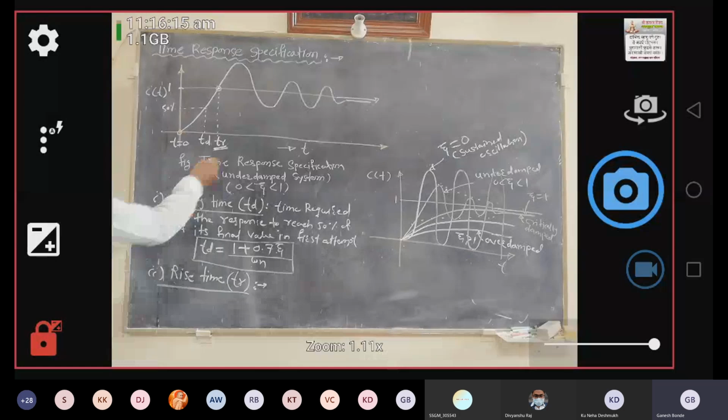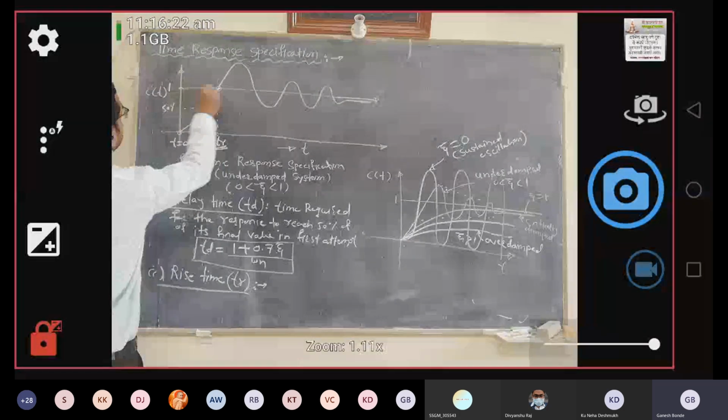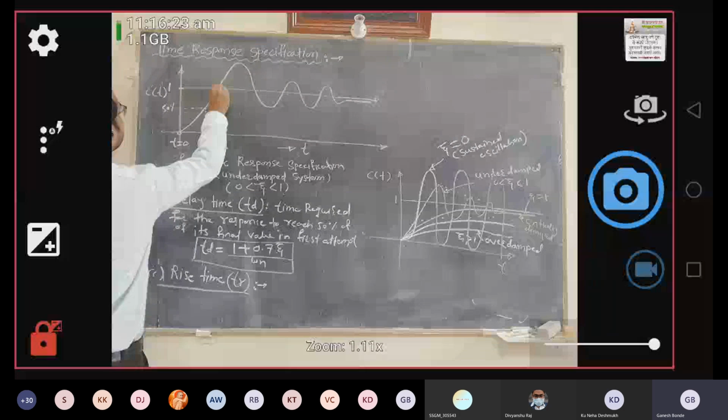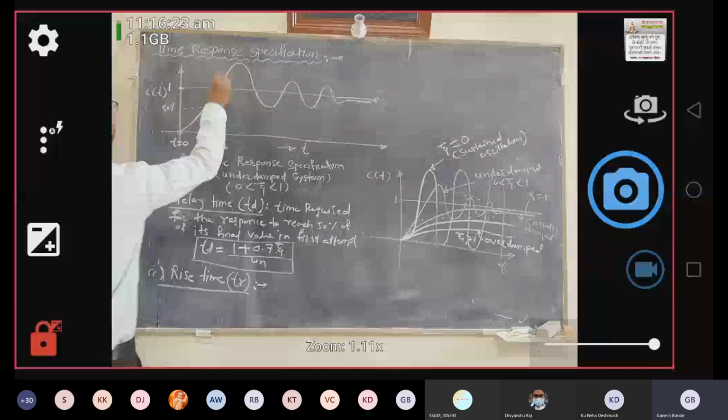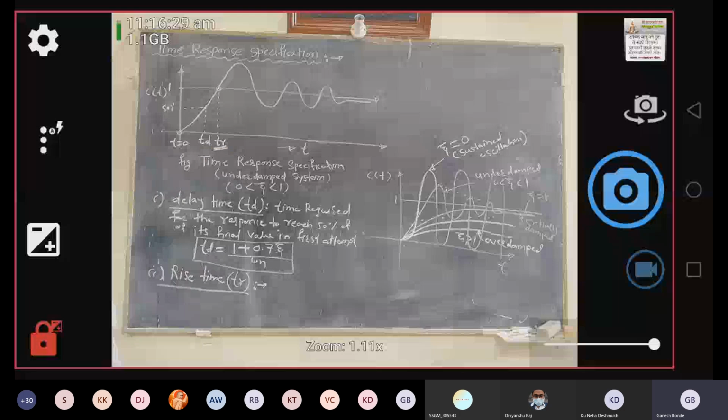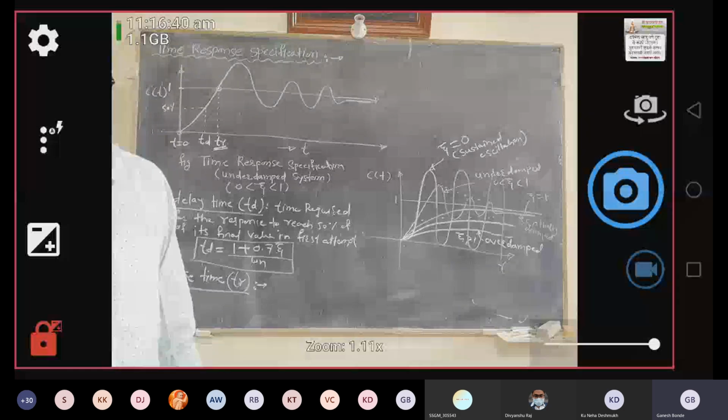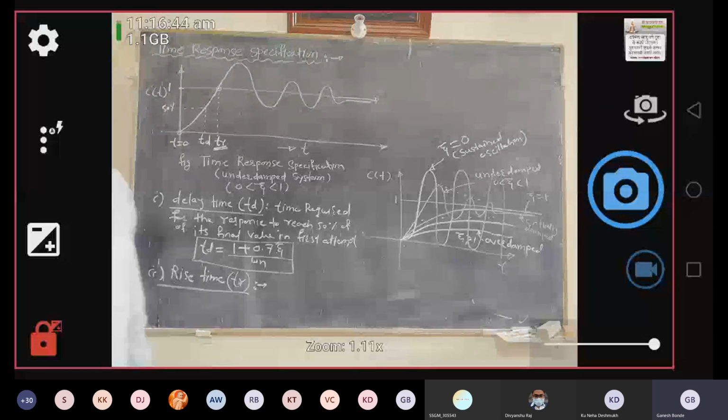So therefore, TR is the time corresponding to the output of the system when it reaches 100% of its final value. Okay, so that's why it's denoted by TR. Simply, in the time response, instead of t, you substitute the value of TR, and at that time you will get the output to be unity. So let's derive the expression for rise time. Rise time is the time required for the response to reach from 0% to 100% of its final value.